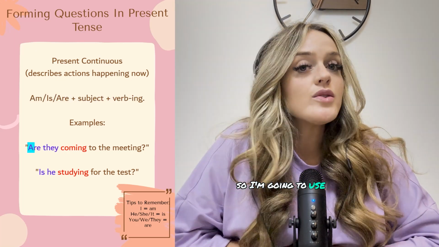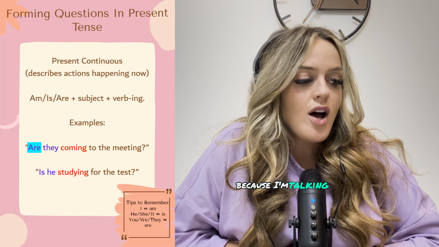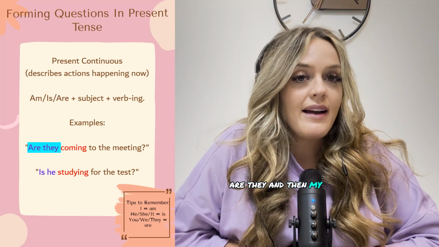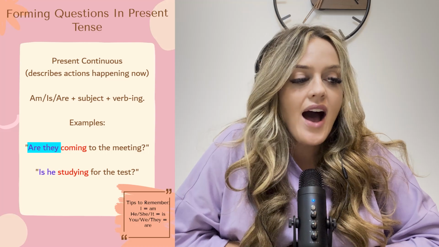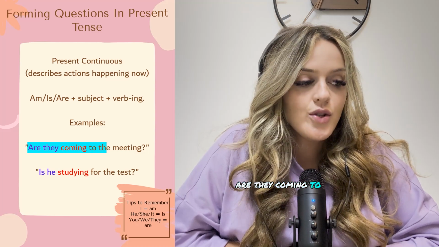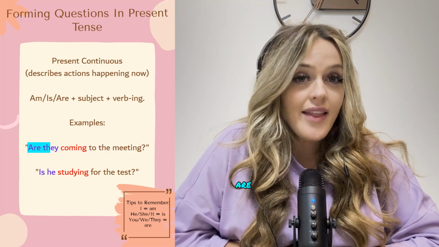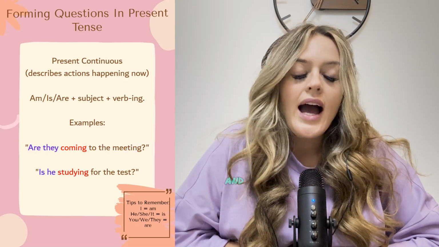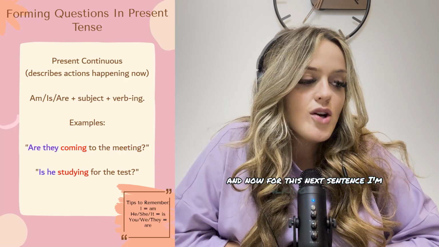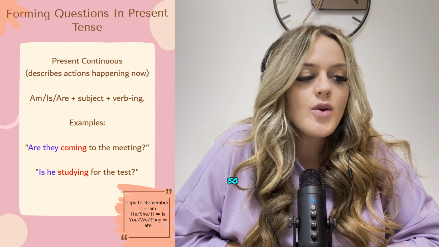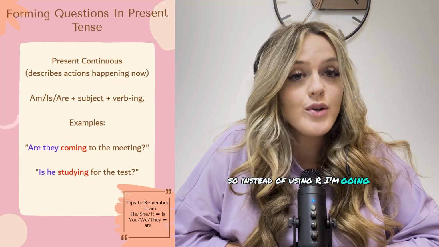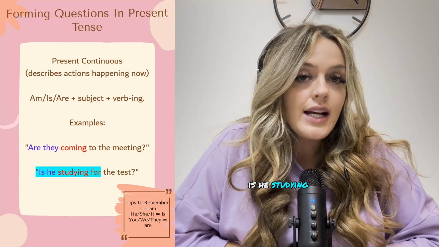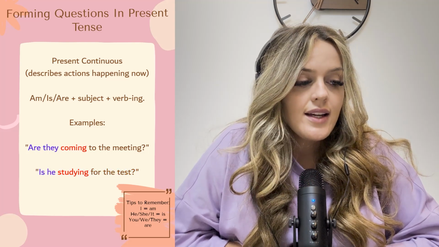So I'm going to use the word are because I'm talking about they. Are they, and then my verb plus ing. Are they coming to the meeting? And now for this next sentence, I'm talking about he. So instead of using are, I'm going to use the word is. Is he studying for the test?